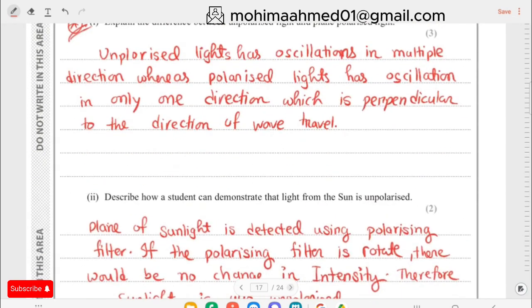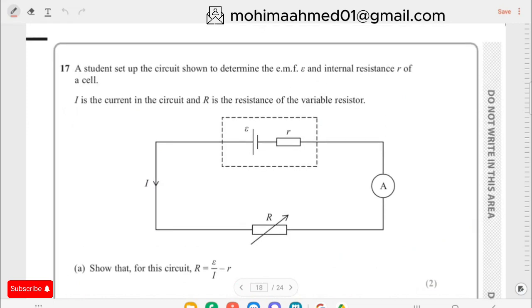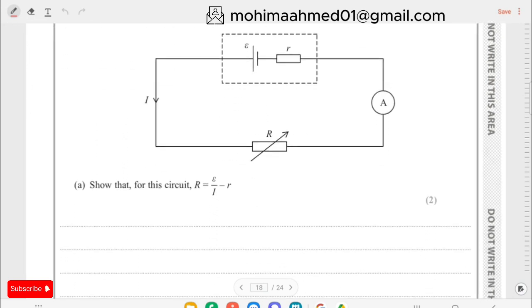So we'll move on to the next question, 17 for this paper. Students set up the circuit shown to determine the EMF and the internal resistance of the cell. I is the current of the circuit and R is the resistance of the variable resistor. So we need to show that for this circuit, R can be represented like this.